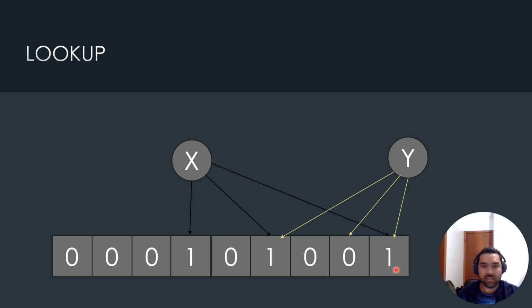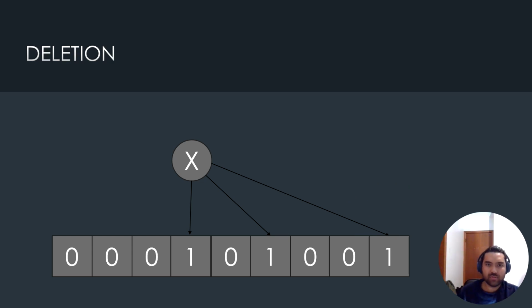It never gives a false negative, because if even one required bit is 0, then that element definitely was not inserted. Suppose we inserted x and y from the previous examples.